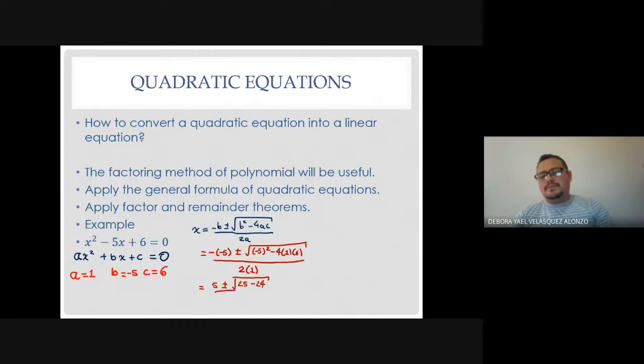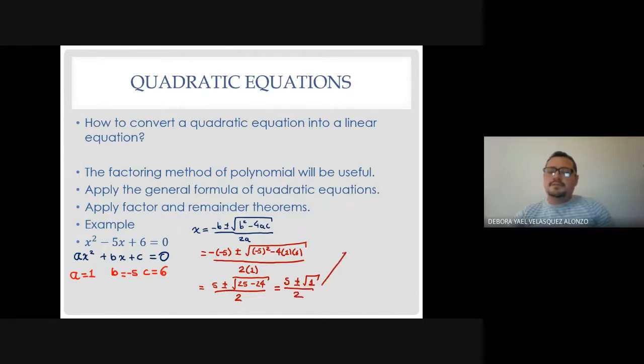And this will be divided by 2 times 1, that is 2. Solving the exercise, the expression inside the root. So we're going to have 5 plus or minus the square root of 1 over 2.